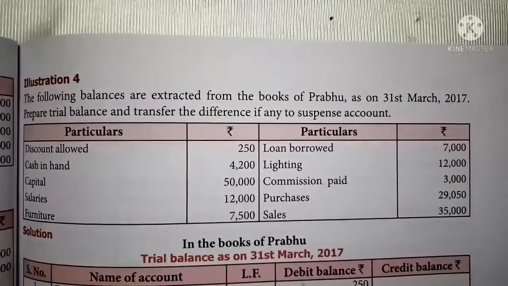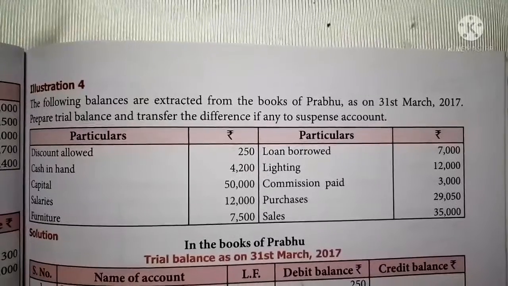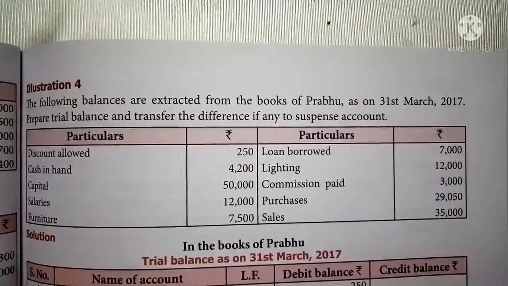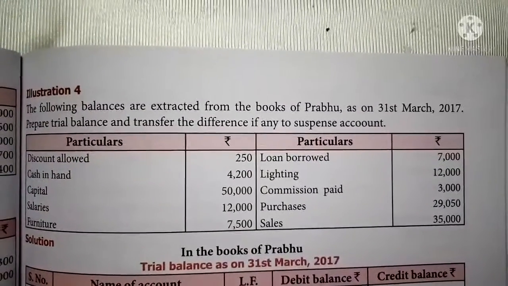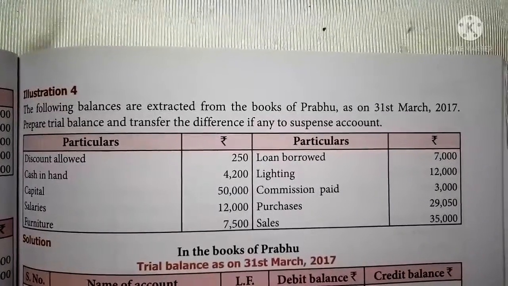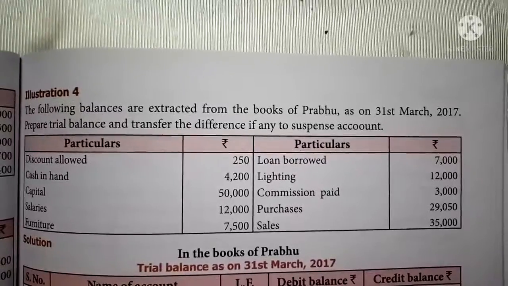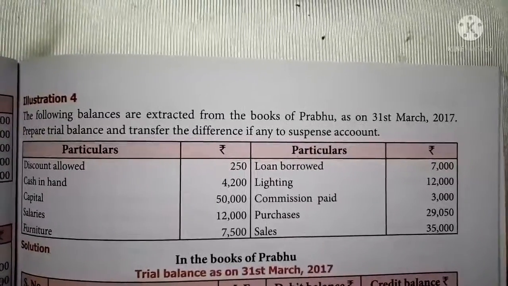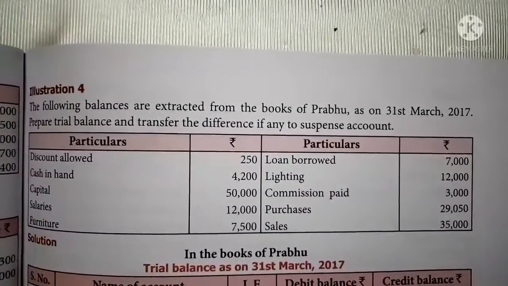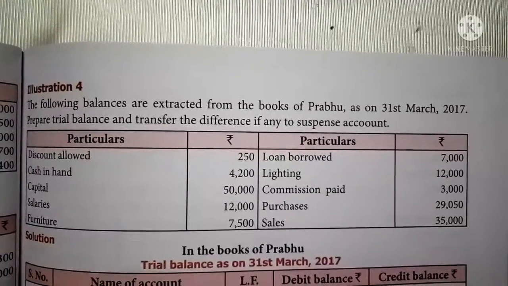Salary is one of the expense. Write the amount in the debit column. Furniture, one of the property. Write the amount in the debit column. Loan borrowed, it can be repaid. Whenever loan is borrowed, it can be repaid, so it is one of the liability from the business point of view. You can write it in the credit column.